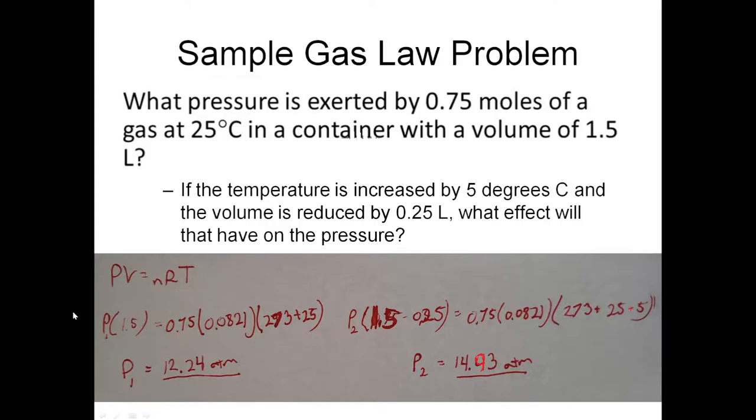So we're going to use the same formula, PV equals nRT. We want to solve for a different pressure this time, so we'll plug in our reduced volume. 1.5 liters is the original, and we're taking away 0.25 liters. So I've put in 1.5 minus 0.25.